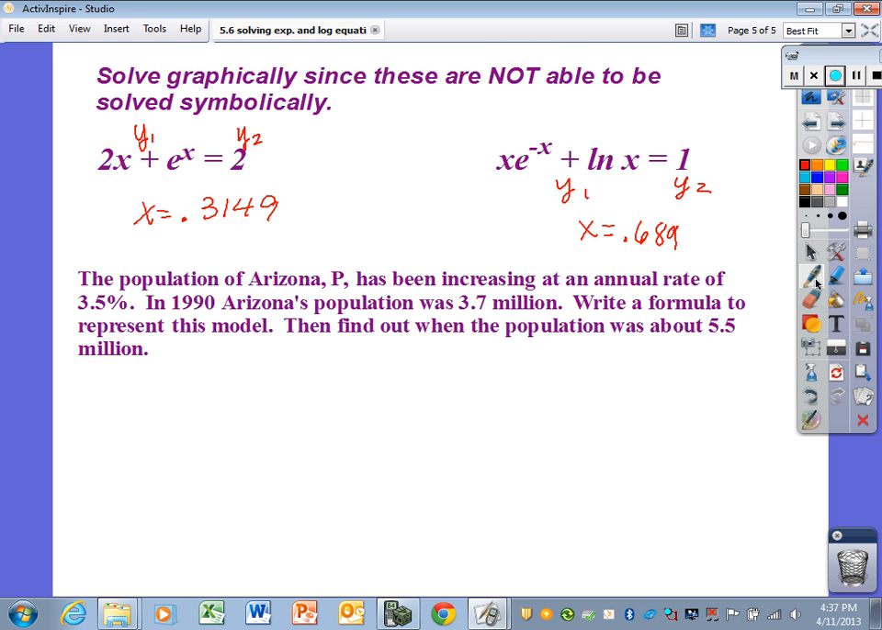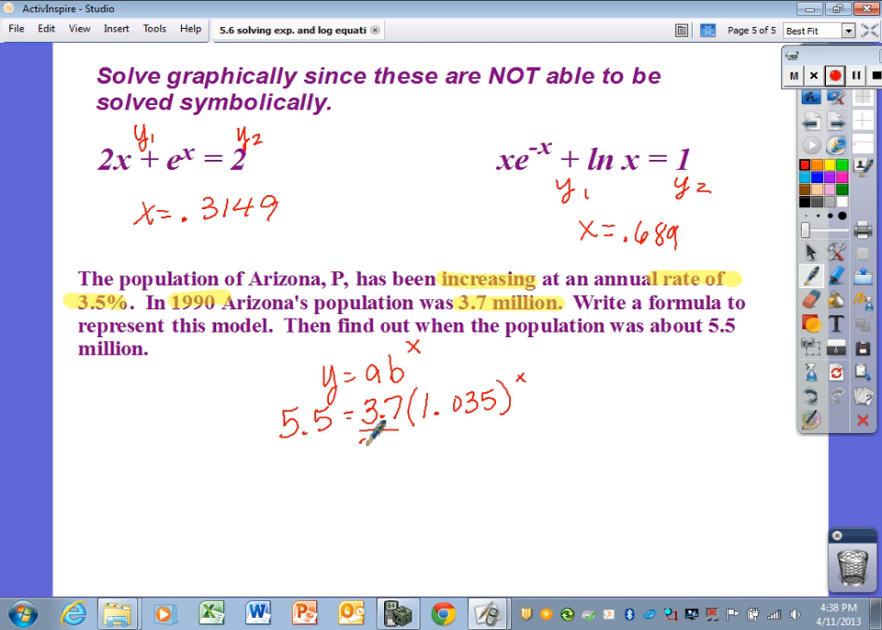So this looks like an exponential since I am increasing at a rate of 3.5%. So y equals AB to the x. A, my initial amount, is 3.7 million, because it's in 1990, so year 0. So 3.7. B, a rate of 3.5 increase, so 1.035 to the x. When is population 5.5? What's my y?